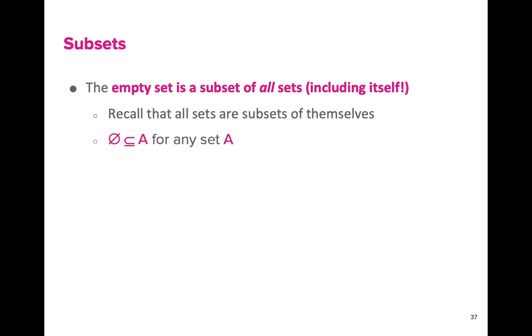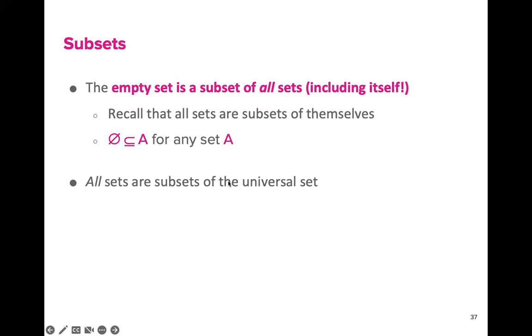Okay? And meanwhile, we also have the empty set. An empty set is a subset of all sets, including itself. So recall that all sets are subsets of themselves. So if the empty set is also a set, then taking the subset of an empty set, we also have an empty set as its subset. So anyway, we can denote it using this notation. We have the empty set is a subset of A for any set A.